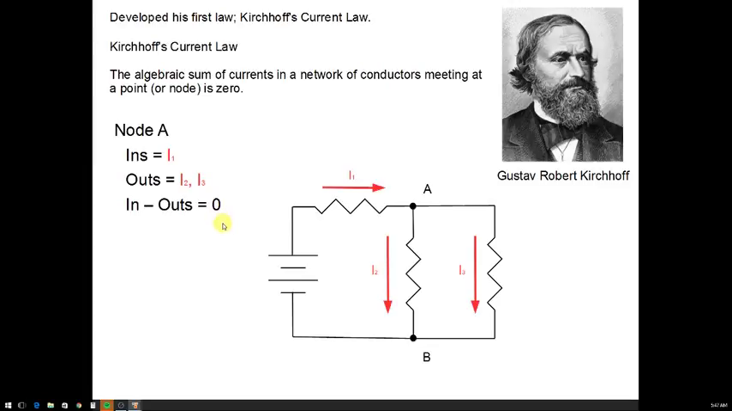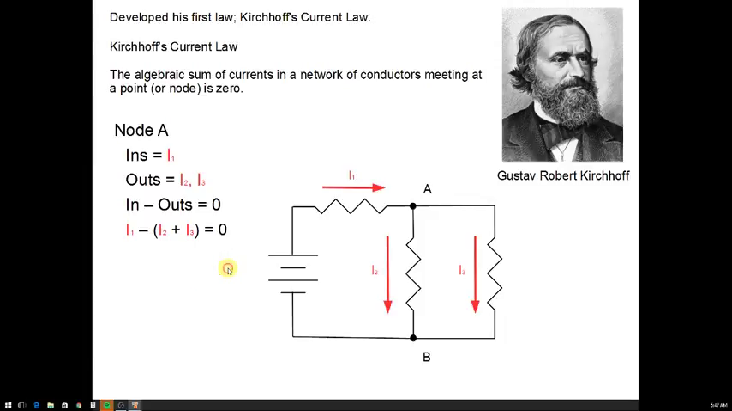Okay? So my ins is just I1. For my outs, I have to add those two together, so I do that in parentheses here, and those are my outs. I subtract those two, and that has to equal 0. Okay? So let's apply some numbers to this.